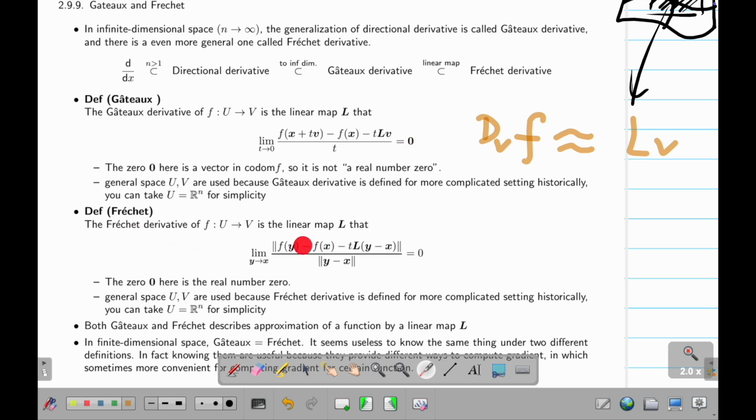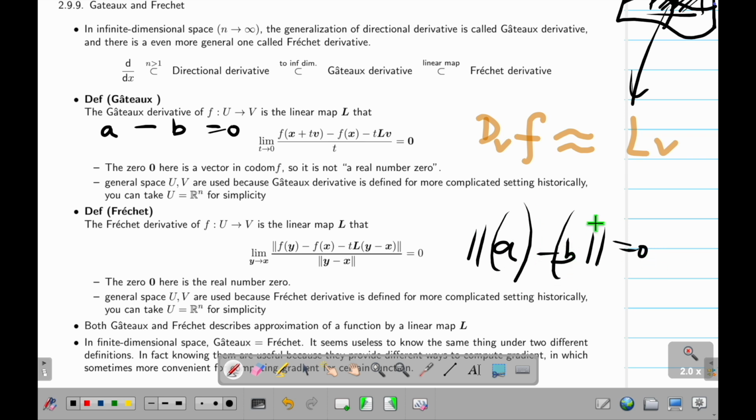For Fréchet, this is a little bit more general. It says that I don't care what L you give me and what direction V you give me, as long as their difference measured in norm is 0, then this is a derivative. So this one is more general than this one, because in this one you are saying that I need vector equality. This is saying I have an A and I have a B, and I want this to be 0. This to be 0 means a whole vector subtracted from each other is 0.